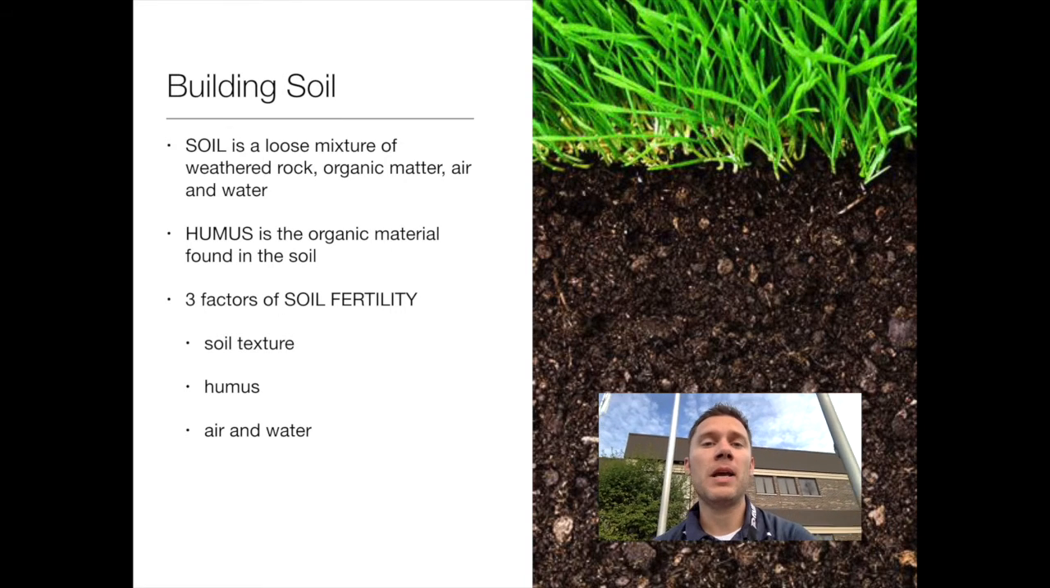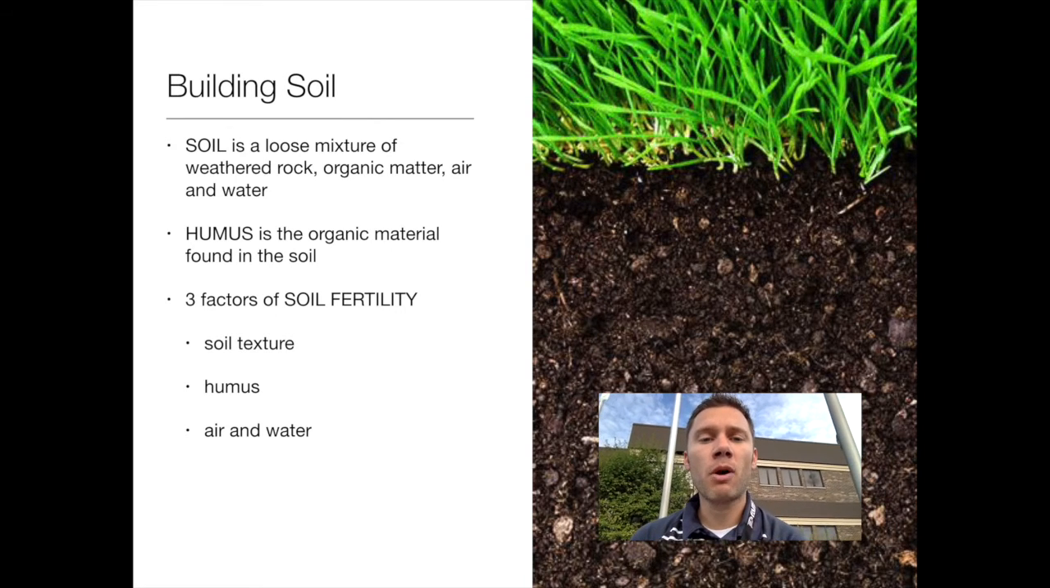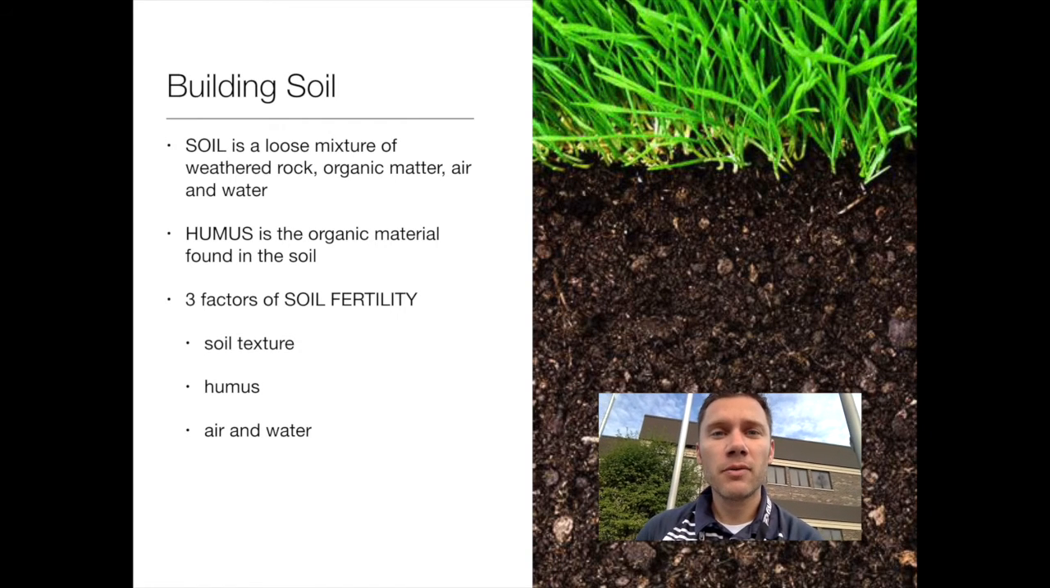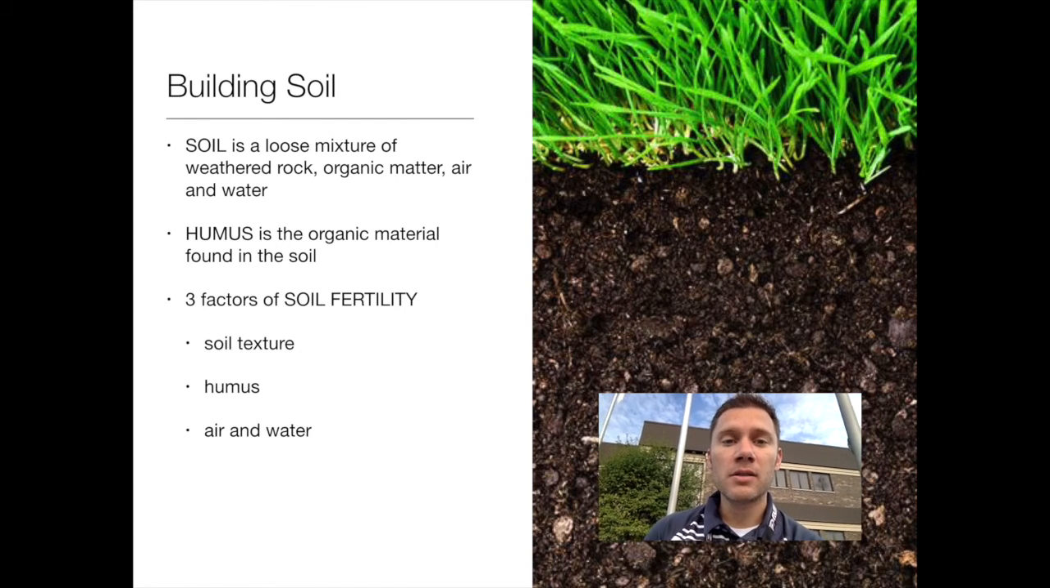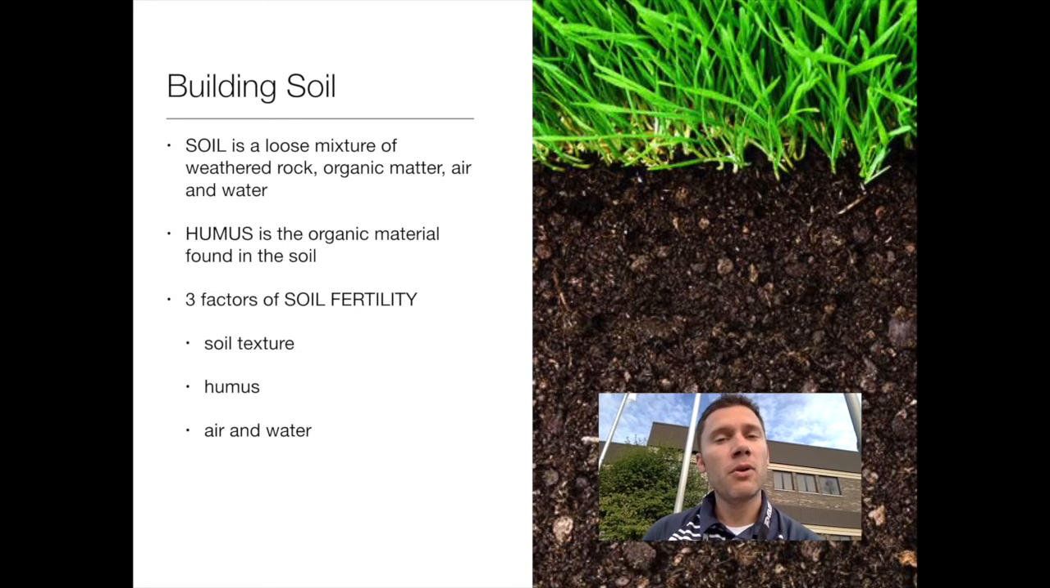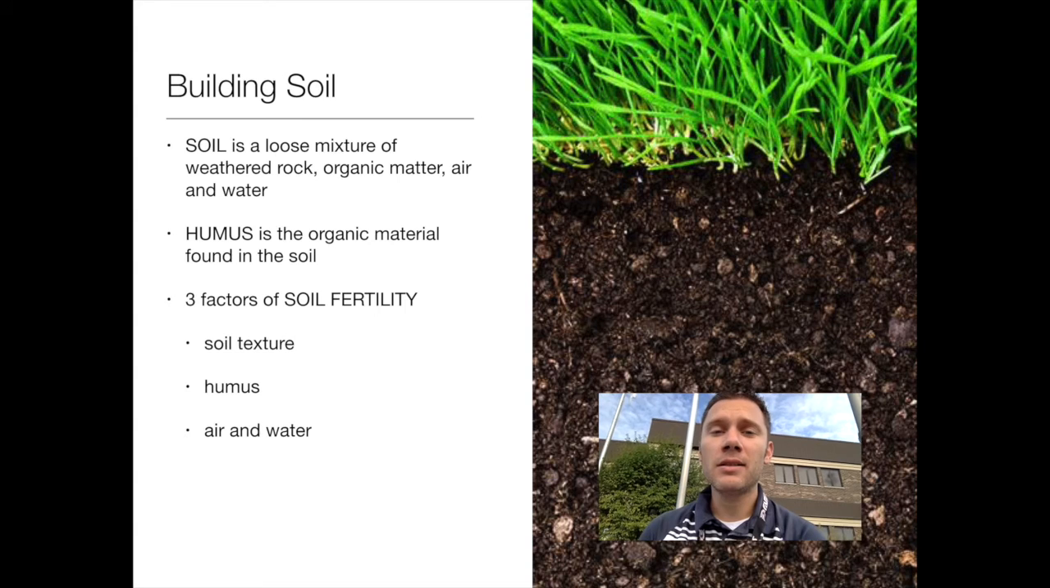There are three factors in making our soil fertile to be able to grow things. You need to know those three factors. It is the texture of the soil, the humus, as well as the amount of air and water. And if you don't have one of those three things right, you're not going to grow your tomatoes.